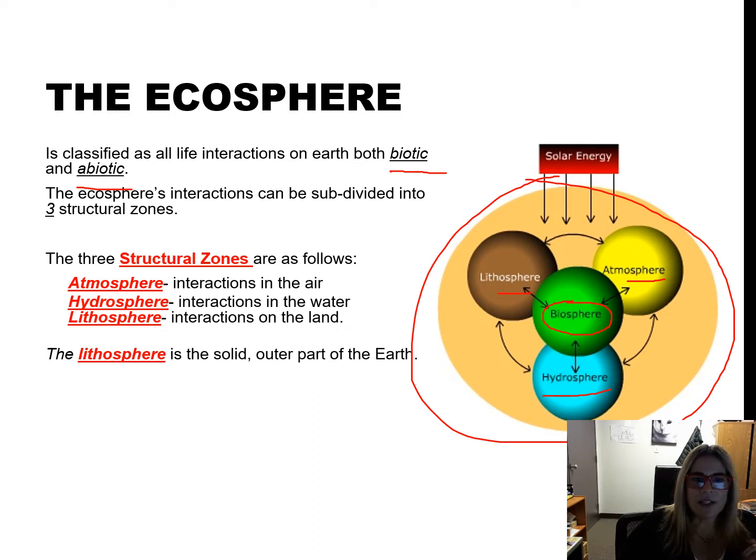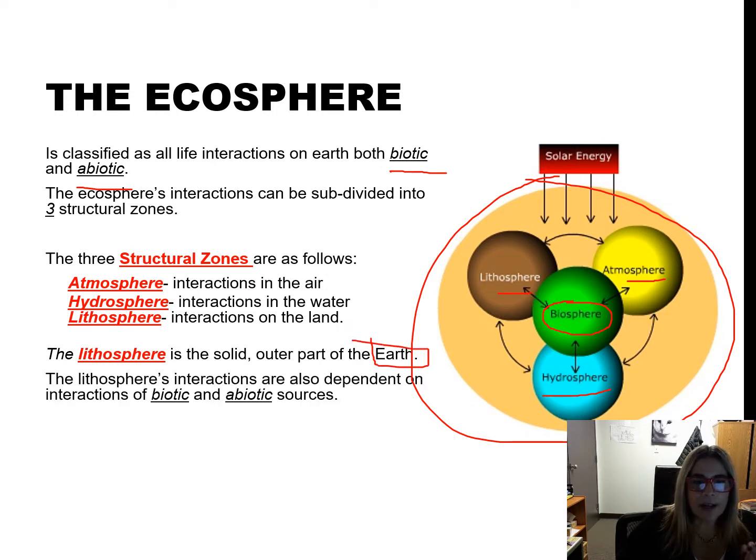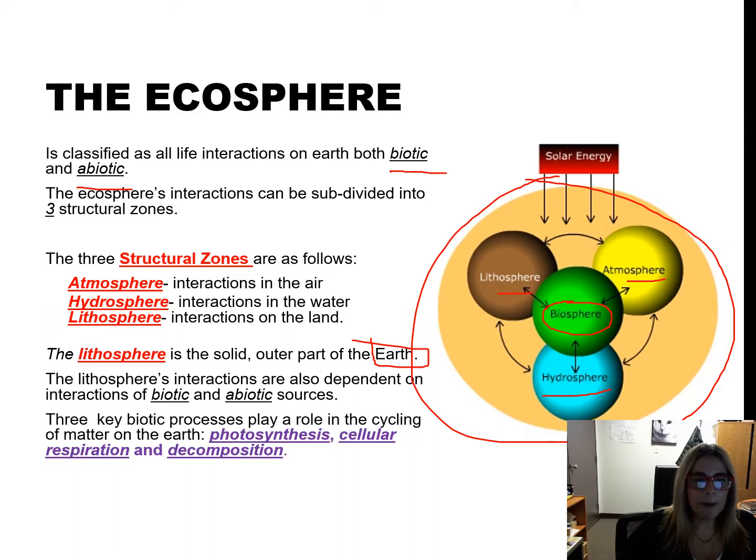The lithosphere is the solid outer part of the Earth, so we would think of that as the Earth's crust. The lithosphere is also concerned with the interactions between the biotic, so the living, and the non-living parts of the environment. And there are three key biotic processes that play a role in the cycling of matter on Earth.